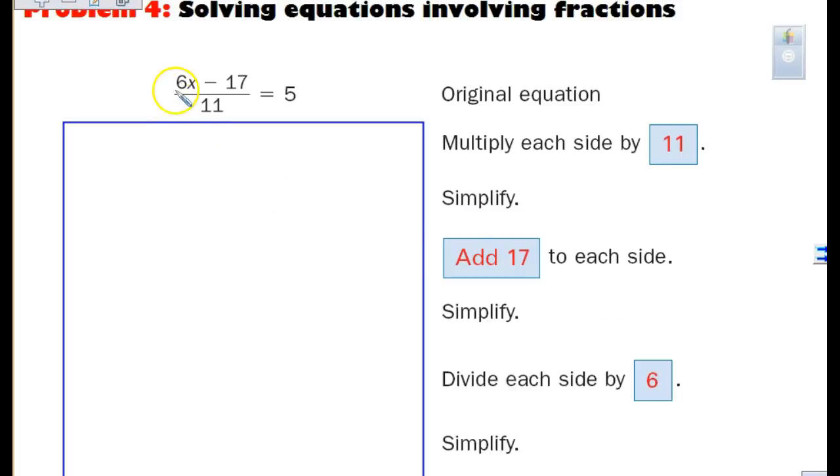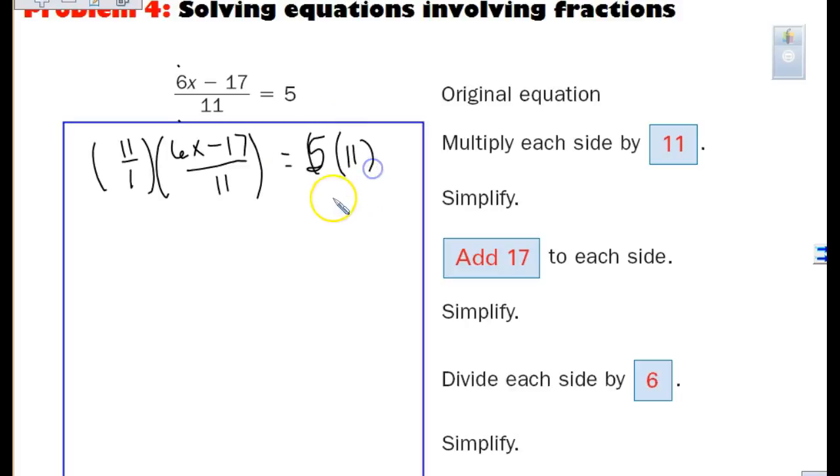So the first thing we are going to do is we're going to put this down as 6x minus 17 divided by 11. And we are going to multiply on both sides by the denominator, which is 11. And we're going to multiply by 11 over 1. And on this side, we have 5. And we're going to take it times 11. Now, 5 times 11 gives us 55. And on this side, the 11s cancel, which means I am simply going to be left with 6x minus 17.